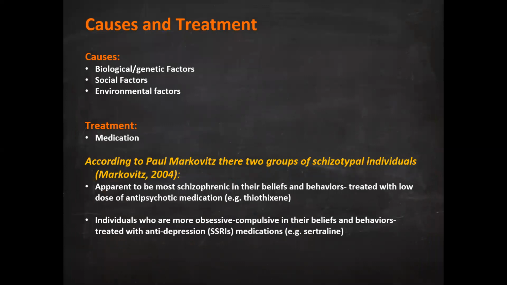The causes to consider for schizotypal personality disorder are biological genetic factors, social factors, and environmental factors. Treatment would be medication, and according to Paul Markovitz, there are two groups of schizotypal individuals. Those appearing to be most schizophrenic in their beliefs and behaviors will be treated with a low dose of antipsychotic medication. Individuals who are more obsessive-compulsive in their beliefs and behaviors would be treated with antidepressant medication.